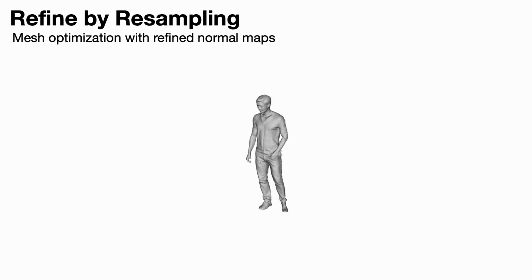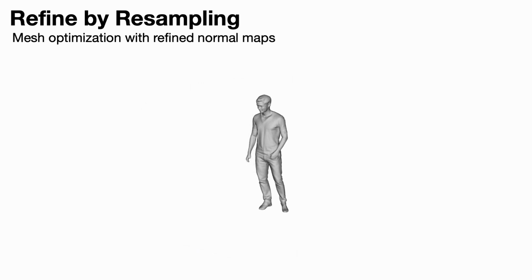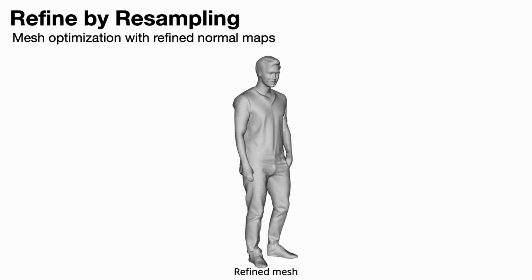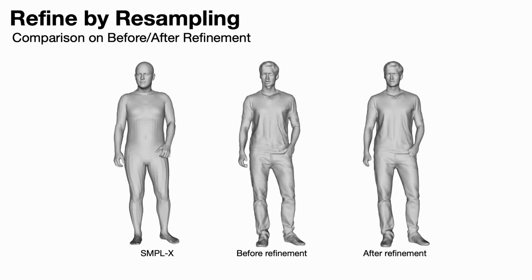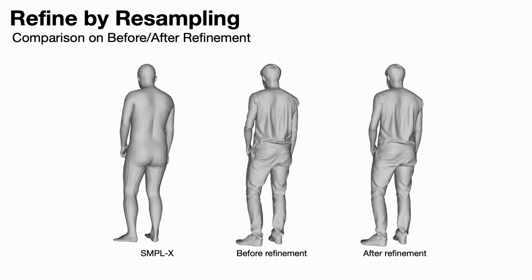The refined normal maps from multiple views are subsequently used as inputs for the 3D mesh optimization stage, generating a 3D human mesh with better details. The mesh before and after the refinement. You can see the better face quality and smoother overall geometry after the refinement.